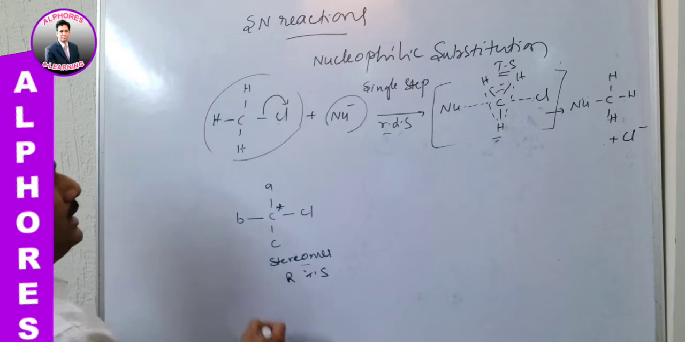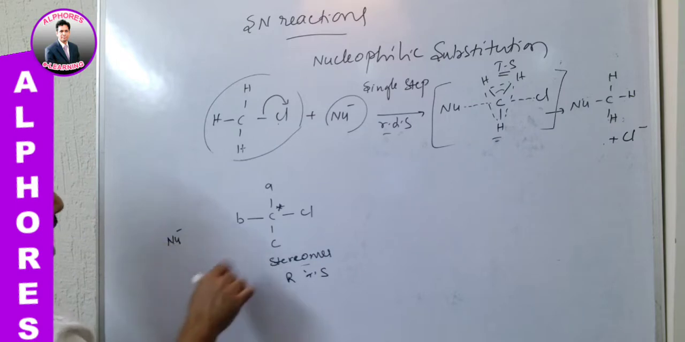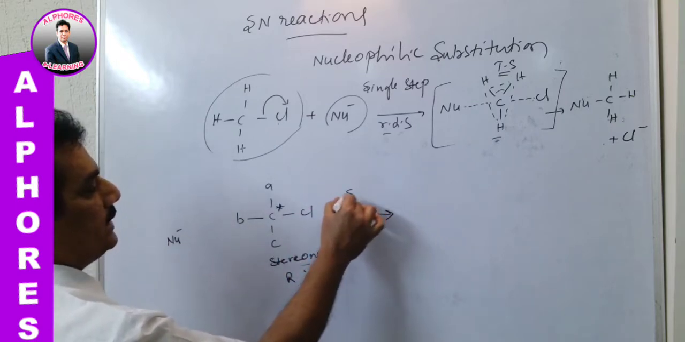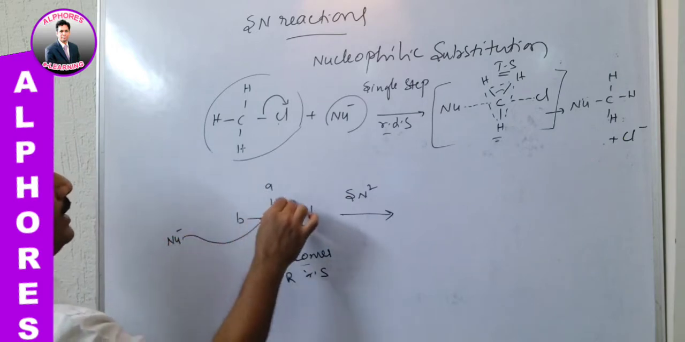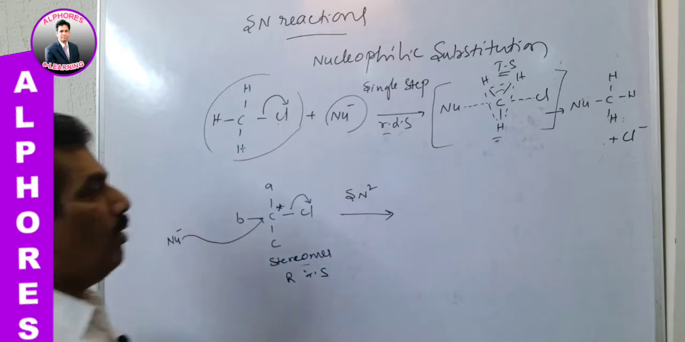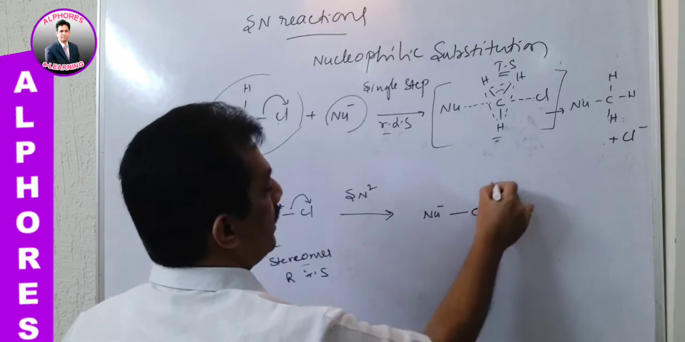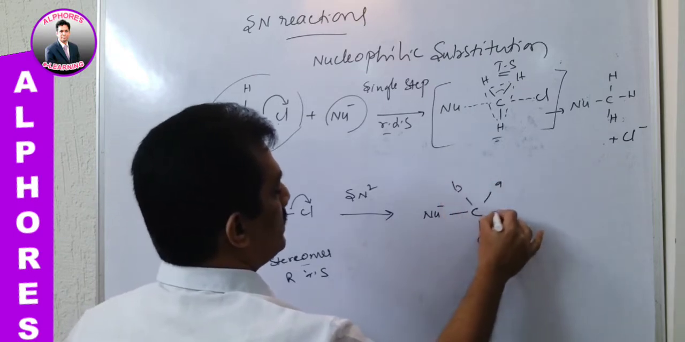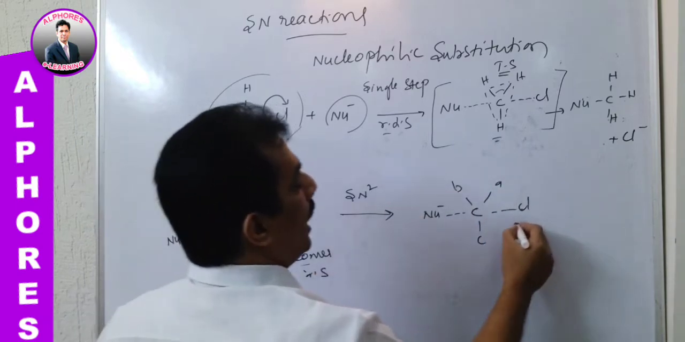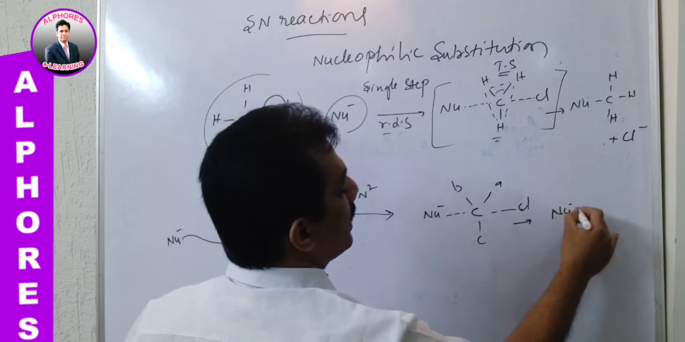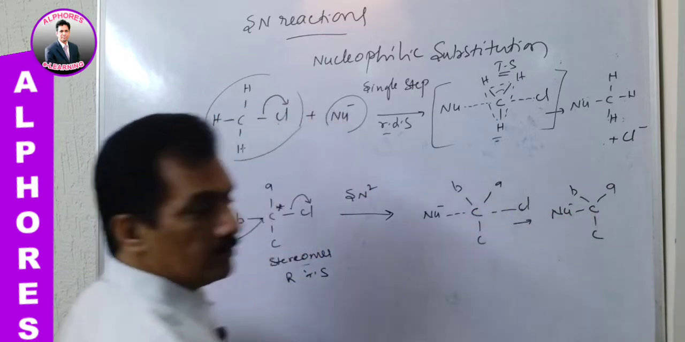Now, when the substrate is a stereoisomer and a nucleophile attacks it through the SN2 mechanism, observe that it attacks from the backside and goes like this. Now we have a transition state like this, with C, A, B. Ultimately the nucleophile comes to this side along with B, and it appears like this.